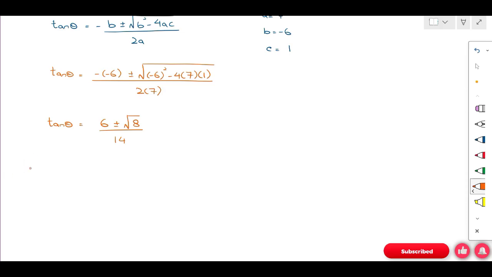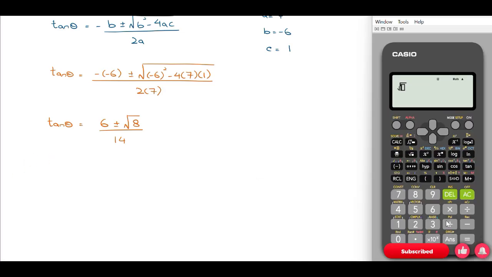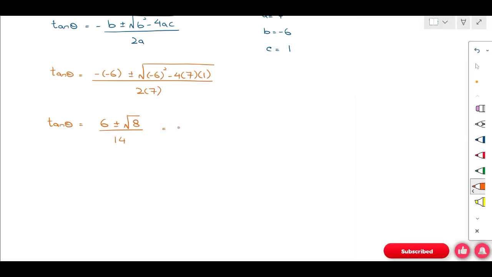This is 14. Okay, so root 8 is basically the square root of 8, which is 2 root 2. So this is 6 plus minus 2 square root of 2 divided by 14. Let me take 2 common from the numerator: 2 times 3 is 6, plus minus root 2, divided by 14. So 2 cancels with the numerator, 2 times 7 is 14. So the two values would be 3 plus minus square root of 2 divided by 7.